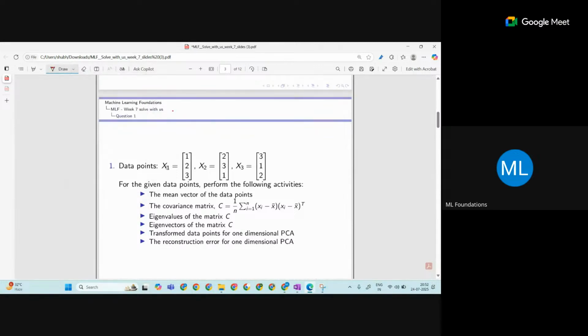These are the data we have. Here it asks separately for the mean vector, covariance matrix, eigenvalues of it, eigenvectors of it, and to transform the data. And now the data point on one-dimensional PCA, which is only one-dimensional, and find the reconstruction. So the question would be asked like that: find the one-dimensional PCA. Which one is your one-dimensional PCA?